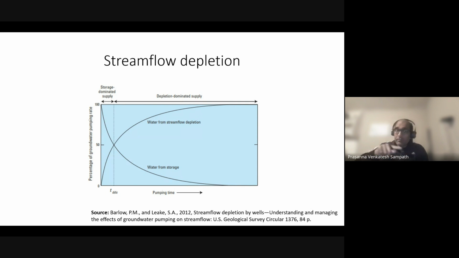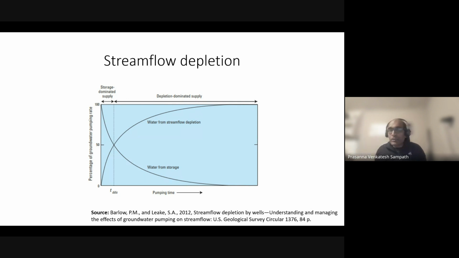Simultaneously, this other curve keeps increasing. What is that other curve? It is the water coming from stream flow depletion, right? At time t equal to 0, there was zero stream flow depletion, because there was no pumping before the pump was placed and started pumping. Once I start pumping, I start to see more and more stream flow depletion. And eventually, when you reach steady state, all the water is coming from stream flow depletion, and none of the water is coming from storage in the aquifer.